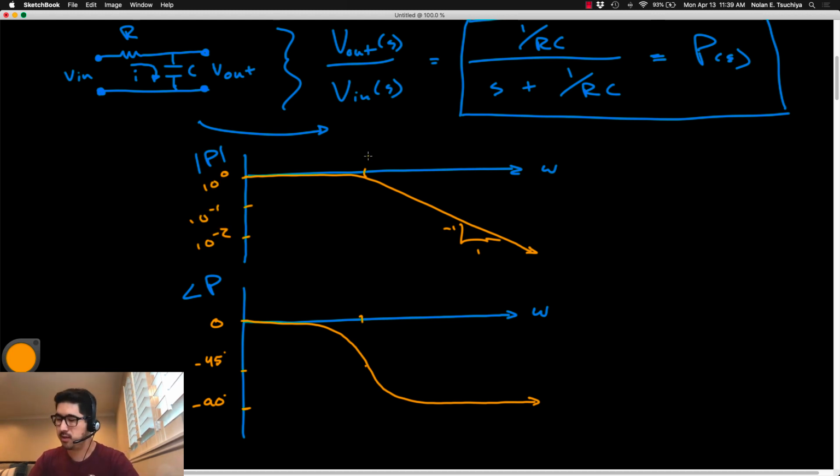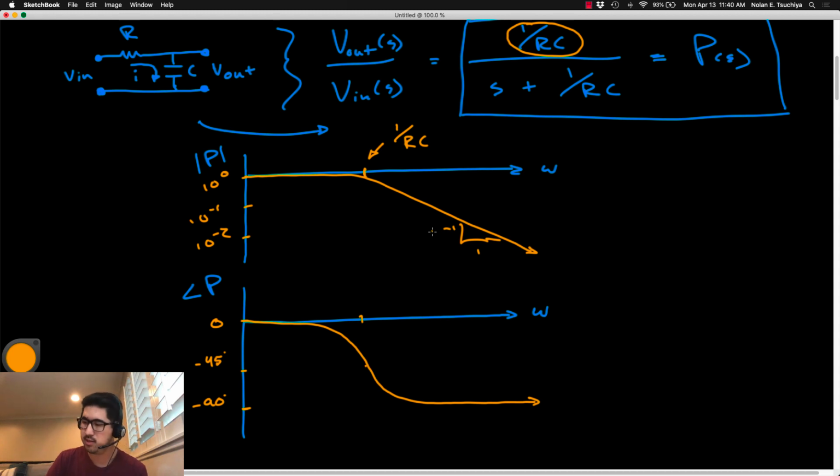Okay, so we get something that looks like this, where this frequency right here is referred to as the cutoff frequency, and it's exactly this parameter here, right? So A over S plus A, the cutoff frequency where the magnitude starts to dip down and attenuate, that frequency is called the cutoff frequency for that particular filter.